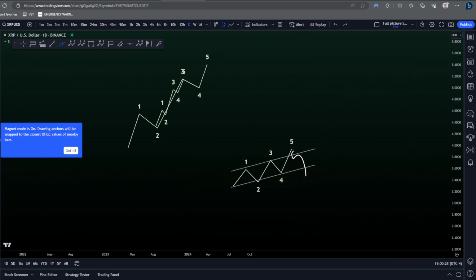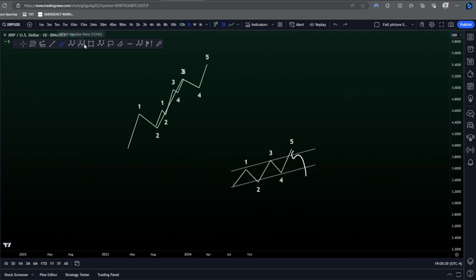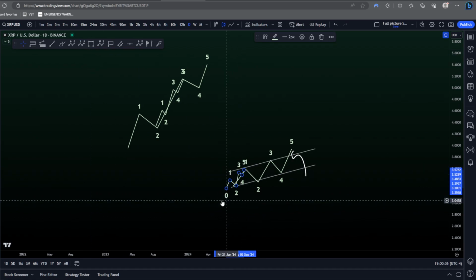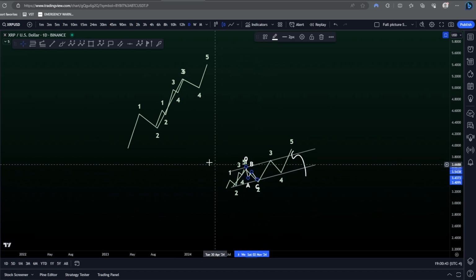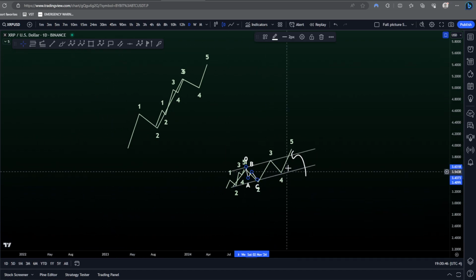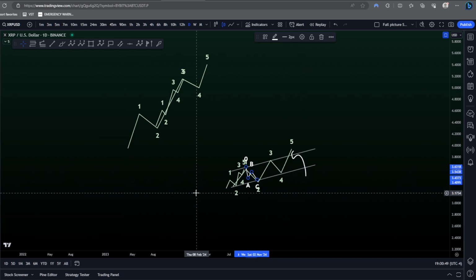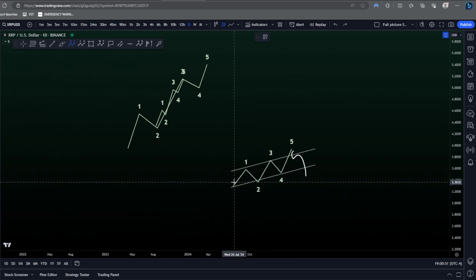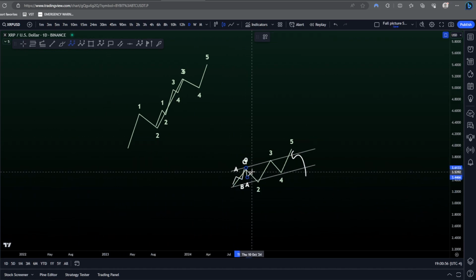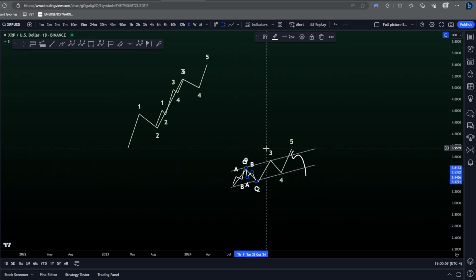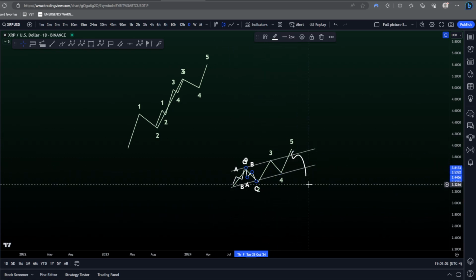And then a correction. 1, 2, 3, 4, 5, right? So leading diagonals can come in the form of impulses. 1, 2, 3, 4, 5, followed by a correction. A, B, C. And then another impulse correction. Right? Or they can come in the form of ABCs, ABC, ABC, ABC, and corrective waves, okay? And then go.